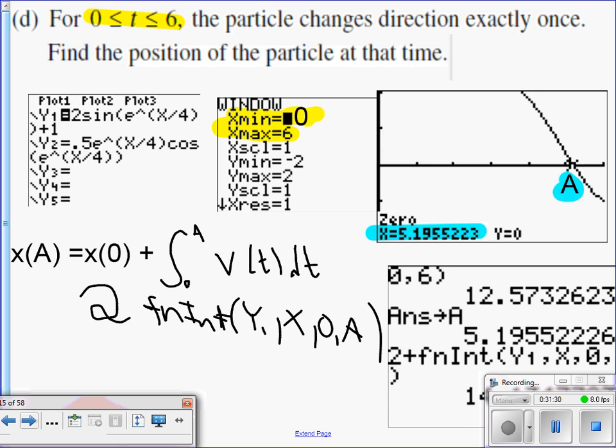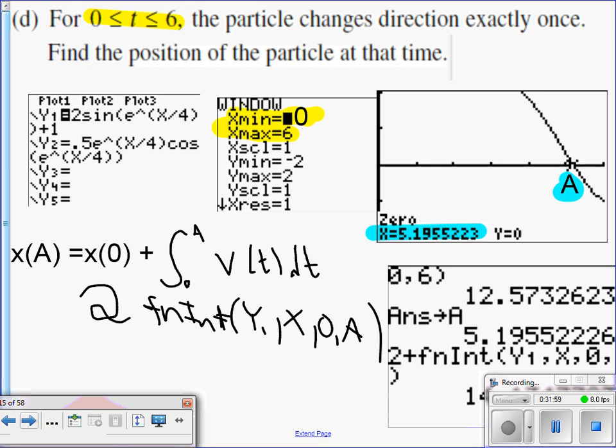And when you get a value, why not just store it in A? Take that value, 5.195, whatever, store it in alpha A. If you write it on your paper once, you can use it later. Once you get it, like you're in your zero screen, you leave the screen, second quit, and then hit store, alpha A, enter. The store key is on the bottom left, it says STO.